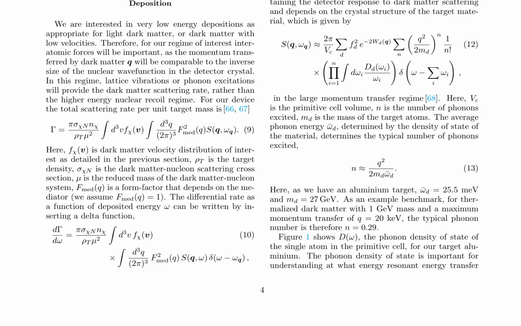The phonon density of states for the target material, aluminum, is provided, showing the resonant energy transfer that can occur between dark matter and the detector. The study maps out future sensitivities for dark matter nucleon scattering, including subcomponent dark matter candidates, and demonstrates the potential of Transmon Qubits as a novel detection mechanism for dark matter with low energy deposition.